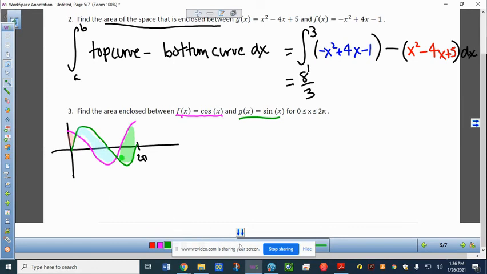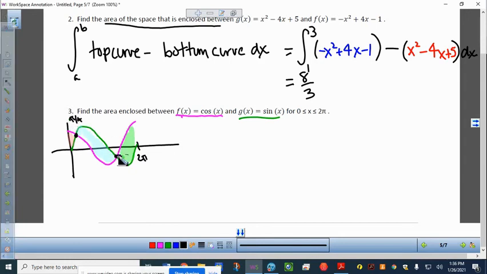And so if we look, where does the cosine equal the sine? Well, the cosine equals the sine at pi over 4, and then again at 5 pi over 4. That's a unit circle thing that we would need to know, where the cosine and the sine are equal to each other. And so what we've got here is 3 pieces, and you'll notice that top and bottom switch on this. Let's look at this red piece first. My first piece would go from 0 to pi over 4, and my top curve would be cosine. My bottom curve would be sine.